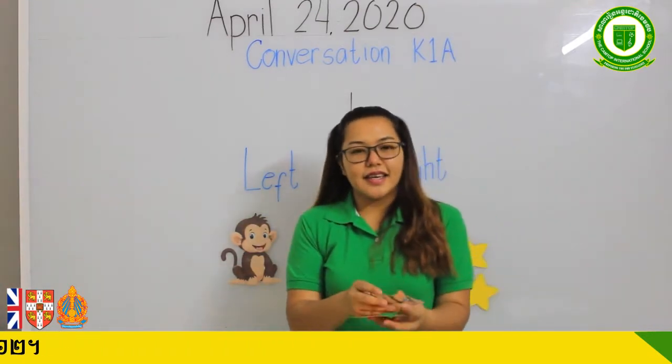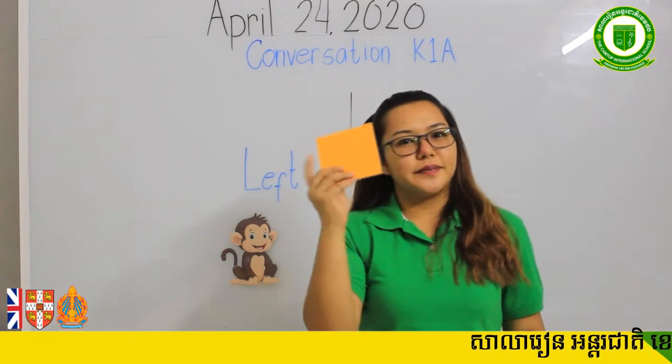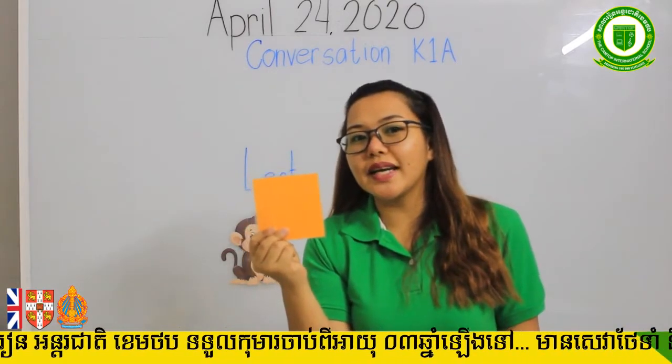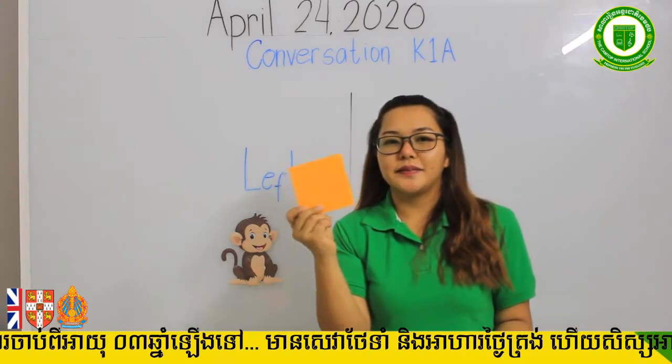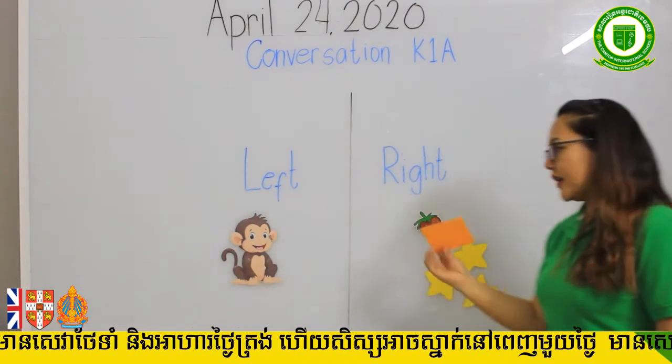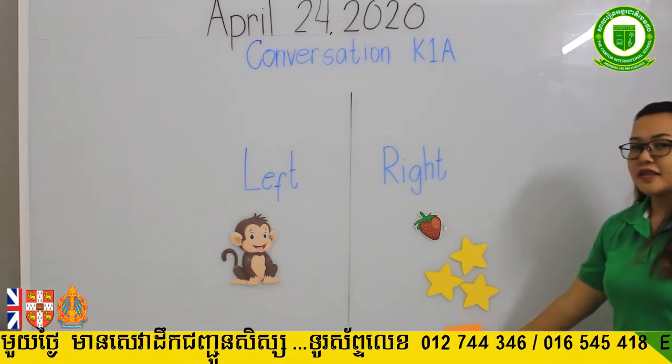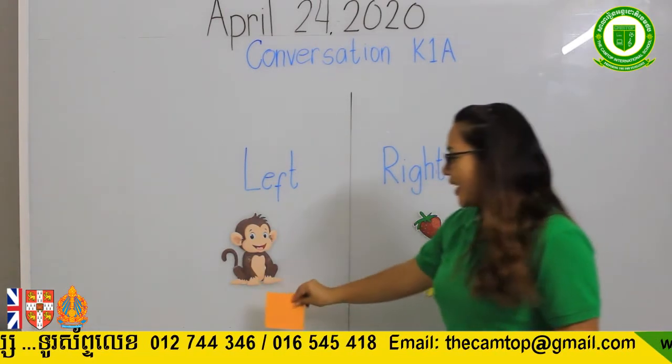All right, next, kids, square. Left or right? Here? Are you sure? It was here.